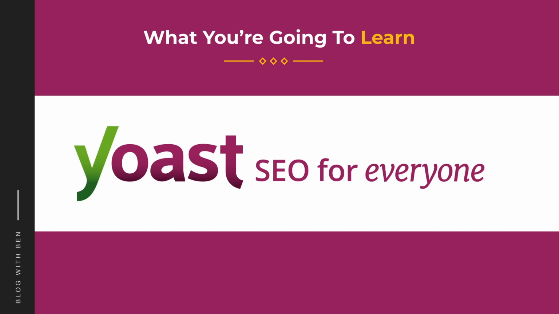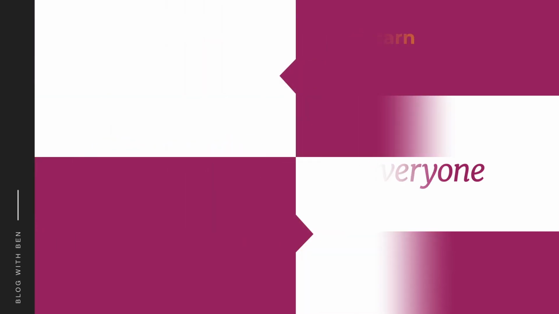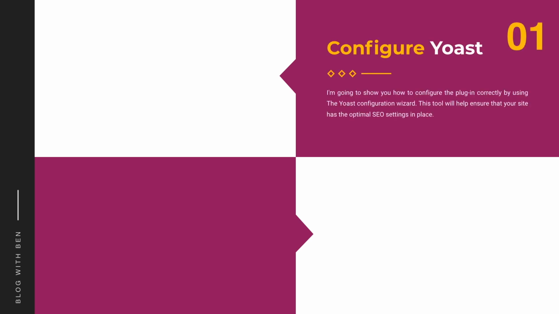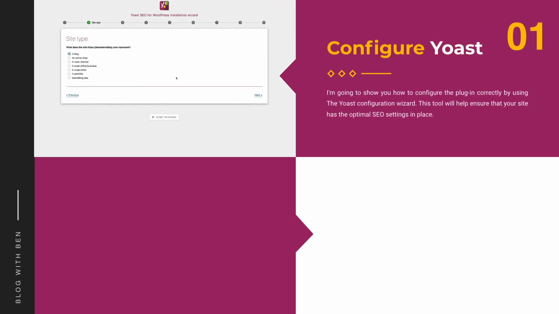So, with that being said, here are the 4 main topics we're going to cover in this video. First, I'm going to show you how to configure the plugin by using the Yoast Configuration Wizard. This tool will help ensure that your site has the optimal SEO settings in place.